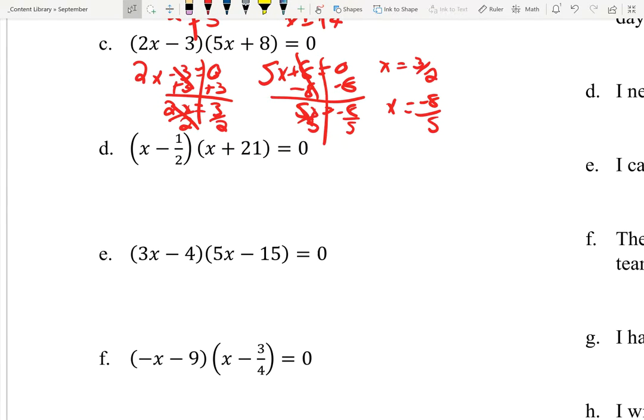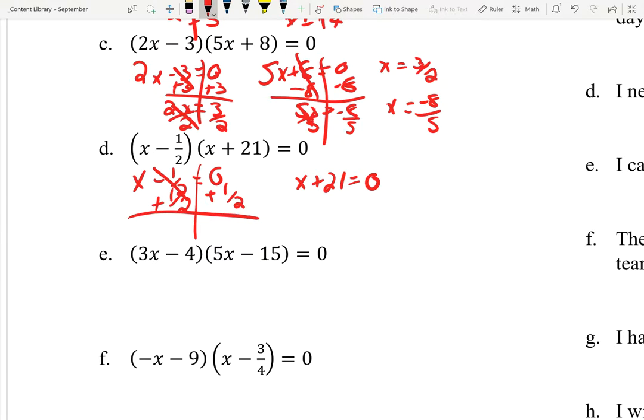Now, if you look at D, we have a fraction, but it's not really that big a deal, because it doesn't work any differently than the problems we've done already. If you take x minus 1/2, set it equal to 0, and then take x plus 21, set it equal to 0, the same thing occurs as in the last problem. To solve for x, you add 1/2 to both sides, and x equals 1/2, because 0 plus 1/2 is 1/2. Then with the 21, we subtract 21 and have x equals -21. And we're good to go.